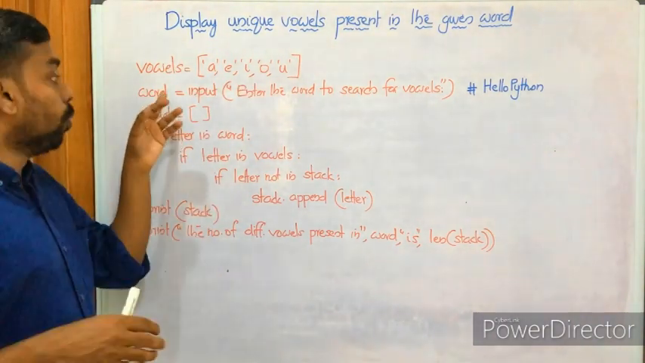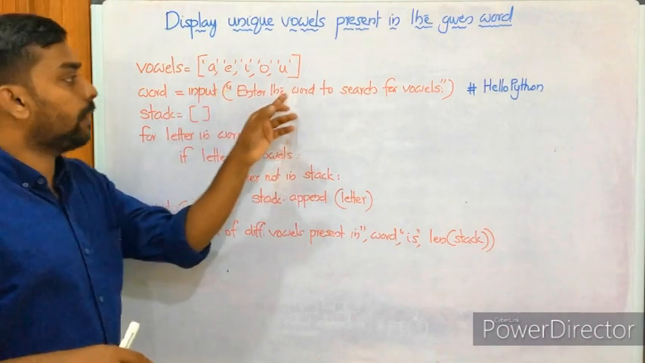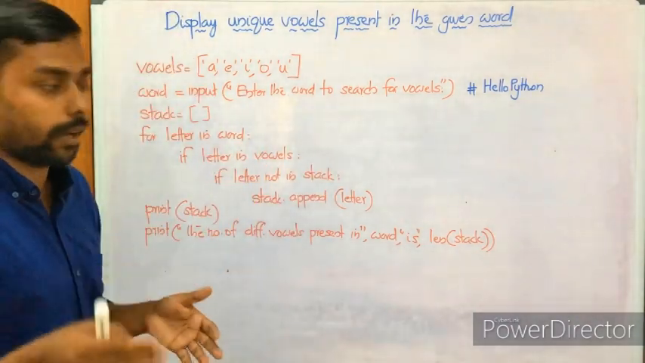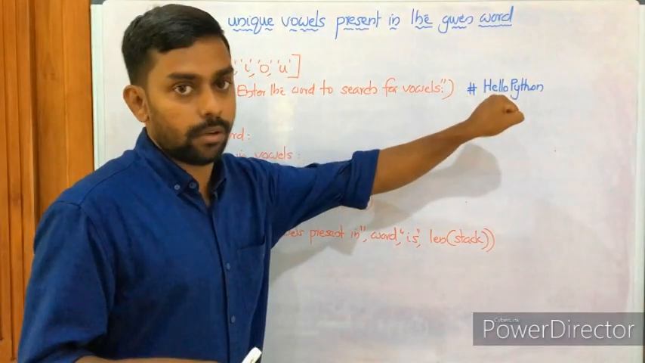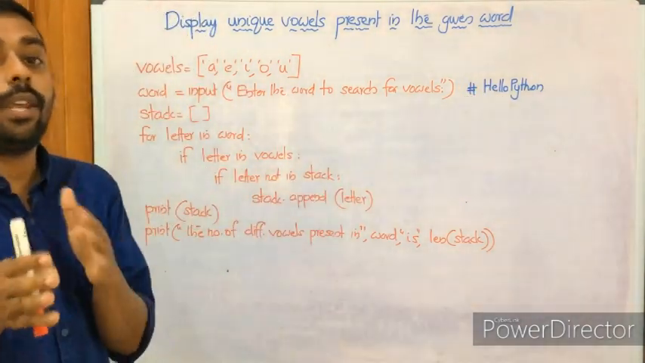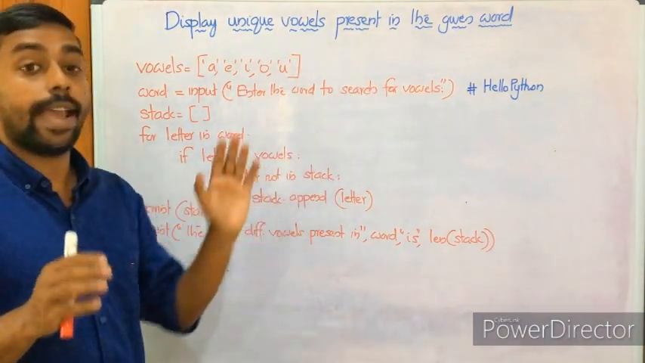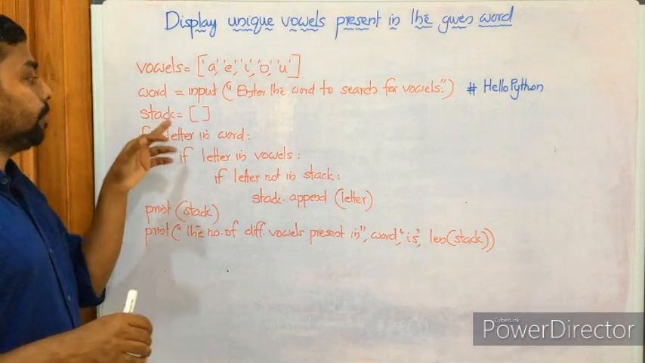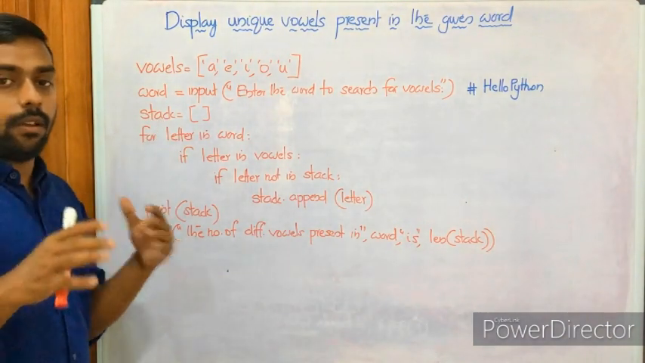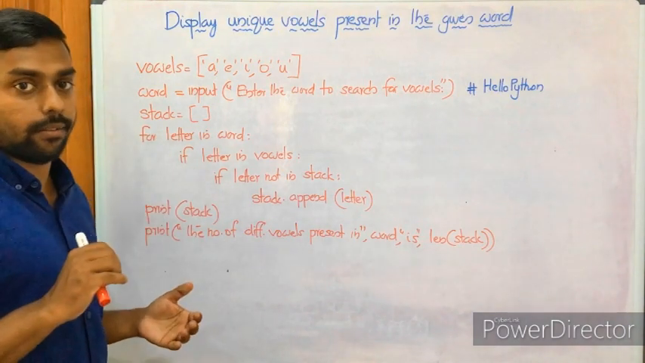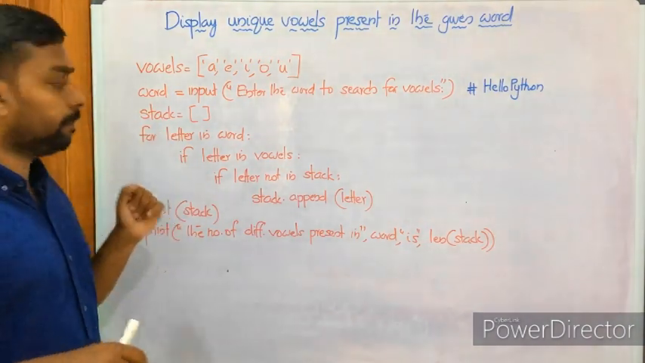After that we are initializing word. Word equal to input of 'enter the word to search for vowels'. We are searching for unique vowels. Here is a sample word, hello Python, and we are counting the number of unique vowels present in hello Python. That's a sample string, sample word. Then we are initializing an empty stack because we are storing unique vowels in that stack. That's the use of creating a stack.